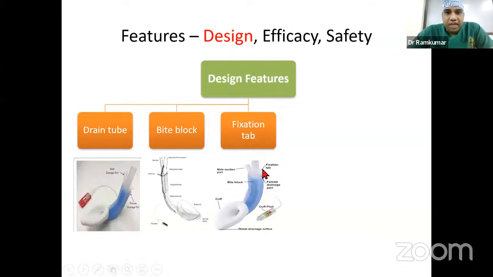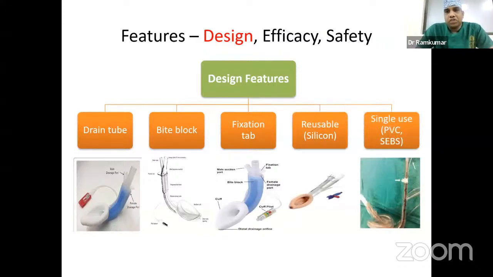And there's a fixation tab with the LMA Protector or LMA Supreme, which helps you guide where the device is placed, whether it's placed appropriately or not. With this tab, we can place the plaster to secure the device in a proper position. And the availability of reusable or single-use devices, all these help to get a better seal. Whereas the ProSeal has a double cuff, which is a silicone cuff, and this is the LMA Fast Track, a disposable version of an ILMA. These designs help us to improve the efficacy of these devices.